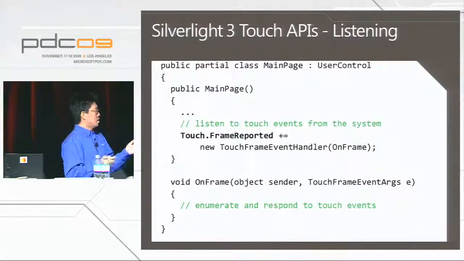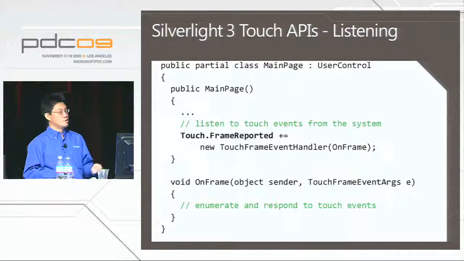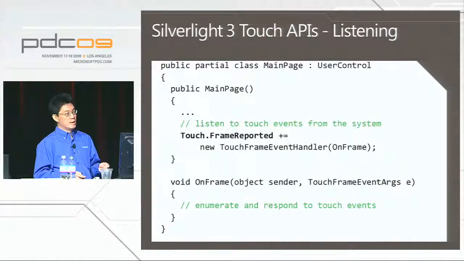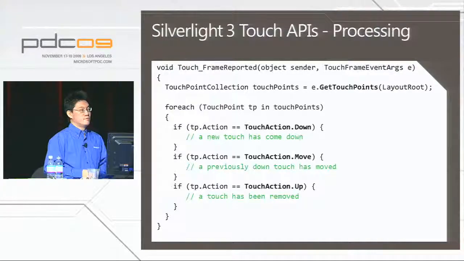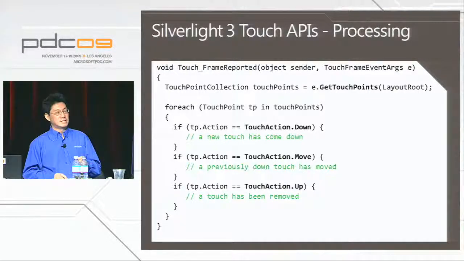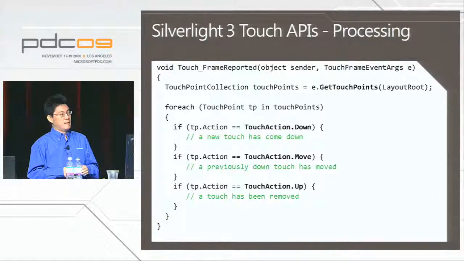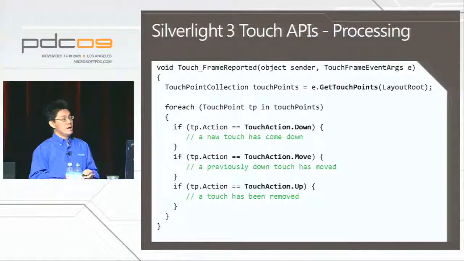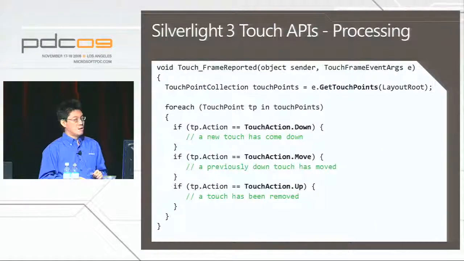So let's take a quick look at the API for the frame reported event. First, you hook up the frame reported event at the application level. Then as you respond to the event, you enumerate through the various touch points. Each touch point is a separate contact at that particular point in time. And the touch action property tells you whether this particular touch contact is up, down, or being moved.